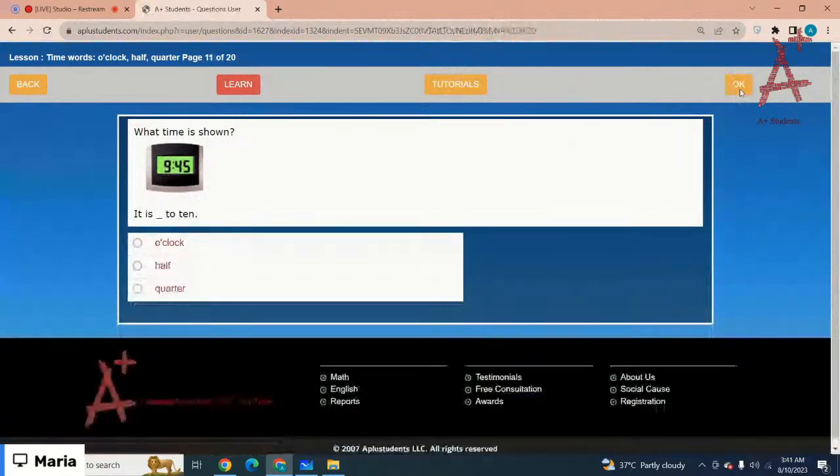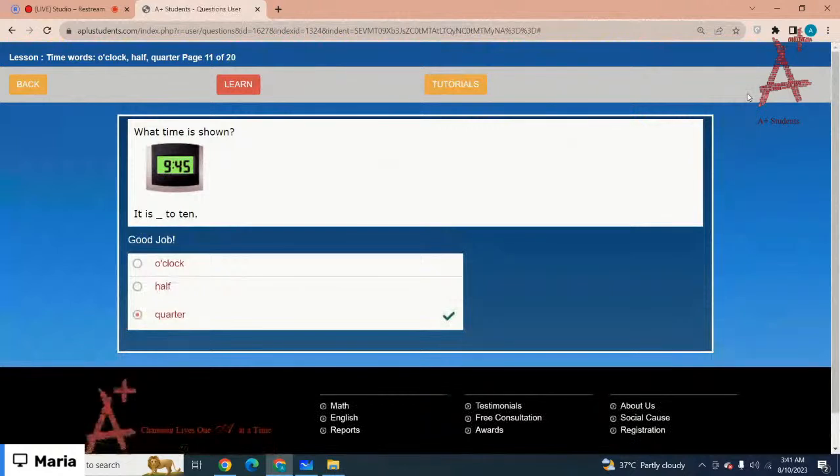Okay, what time is shown? So which is the correct option? You have just left 15 minutes to 10, right? So it would be quarter to 10. Right, after 15 minutes you have 10. So it is quarter to 10.